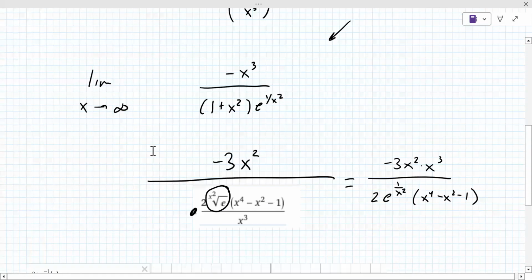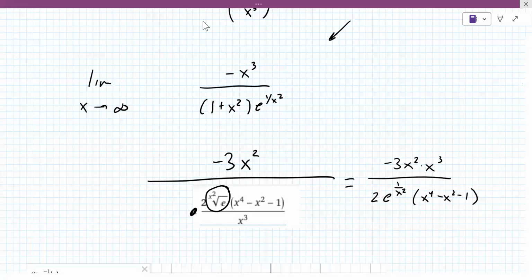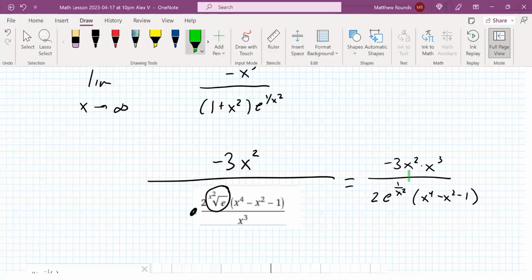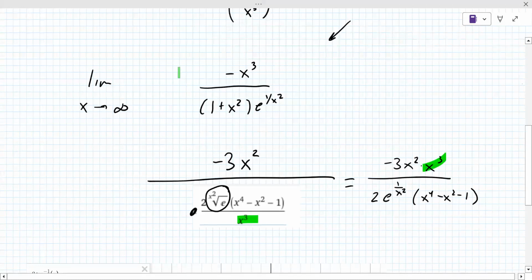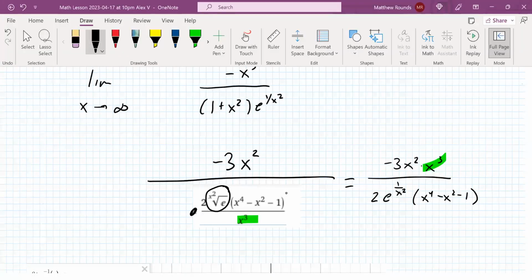So this right here is the derivative of the bottom. You can rewrite it like this, and then the x cubed comes up here. Oh, the x cubed goes up. Yes, into the numerator. Why does it go to the numerator? You're multiplying by the reciprocal. Okay, so now this one over here does go to negative infinity.